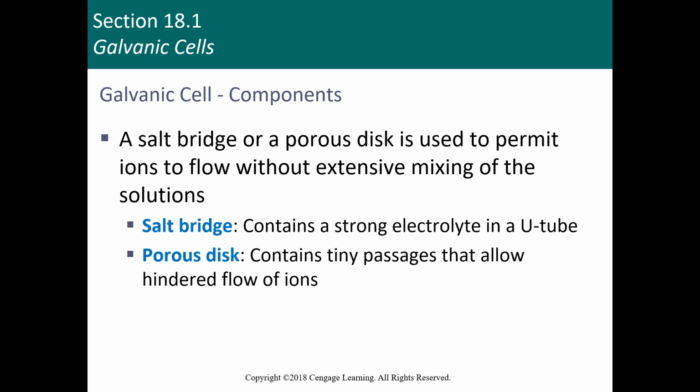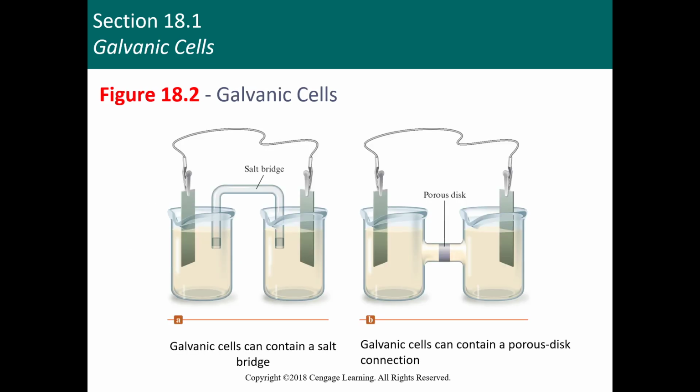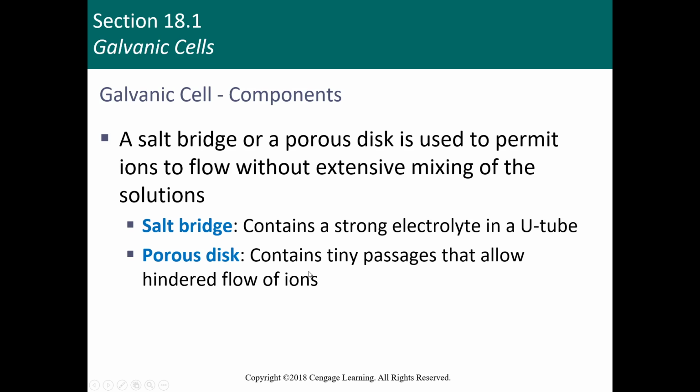Anyways, galvanic cell components, you have your salt bridge or porous disc. These both are going to act in the same way. You can use one or the other. And these are going to be used to permit ions to flow without extensive mixing of your solutions. Of course, if you mix these two solutions, you'll actually just kill your battery, or your galvanic cell in this case. Your reaction would just happen in solution. It wouldn't happen through a wire then. So you need to allow it to selectively mix or to selectively exchange, if you will.